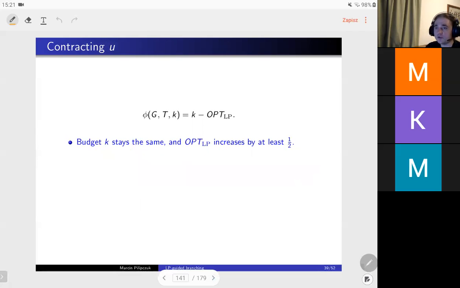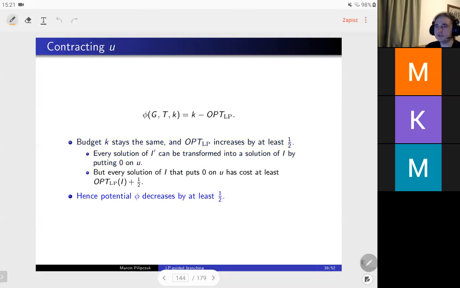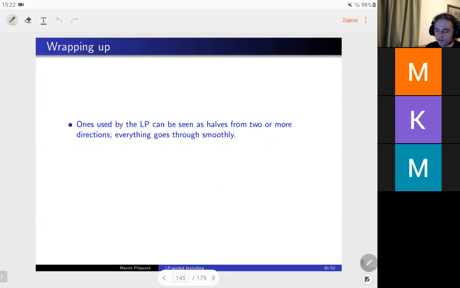And if you contract U onto T, then you break the unique optimum LP solution, because contracting U onto T is like forcing this vertex to be 0 in the LP, which corresponds to forcing its neighbor to be half. So again, the gap decreases by half.